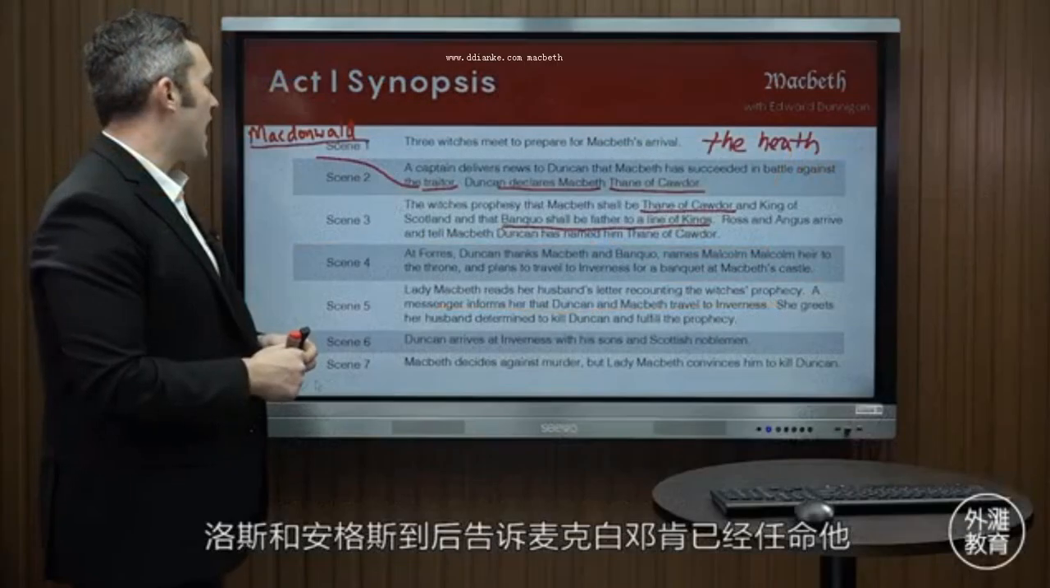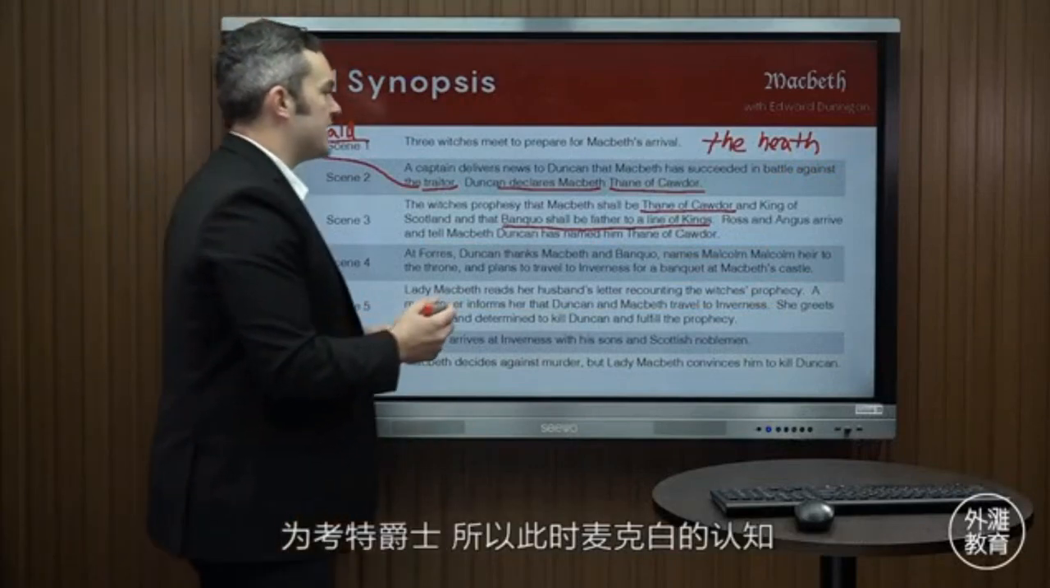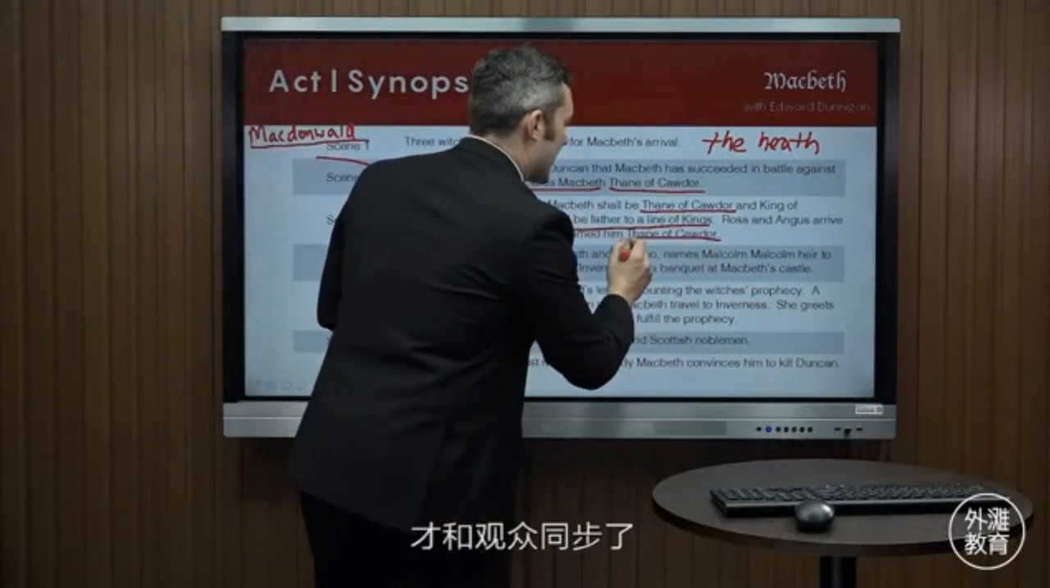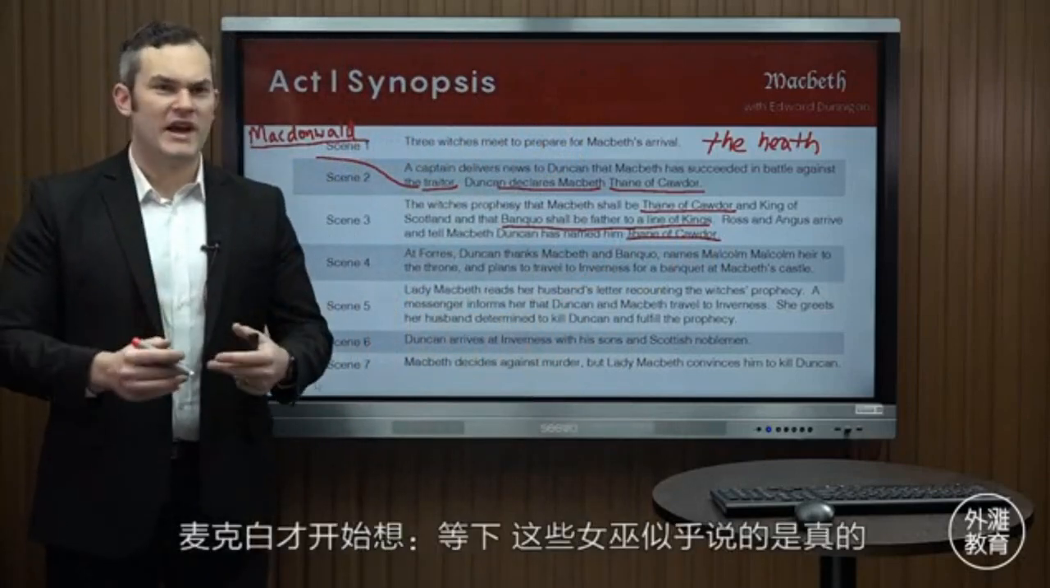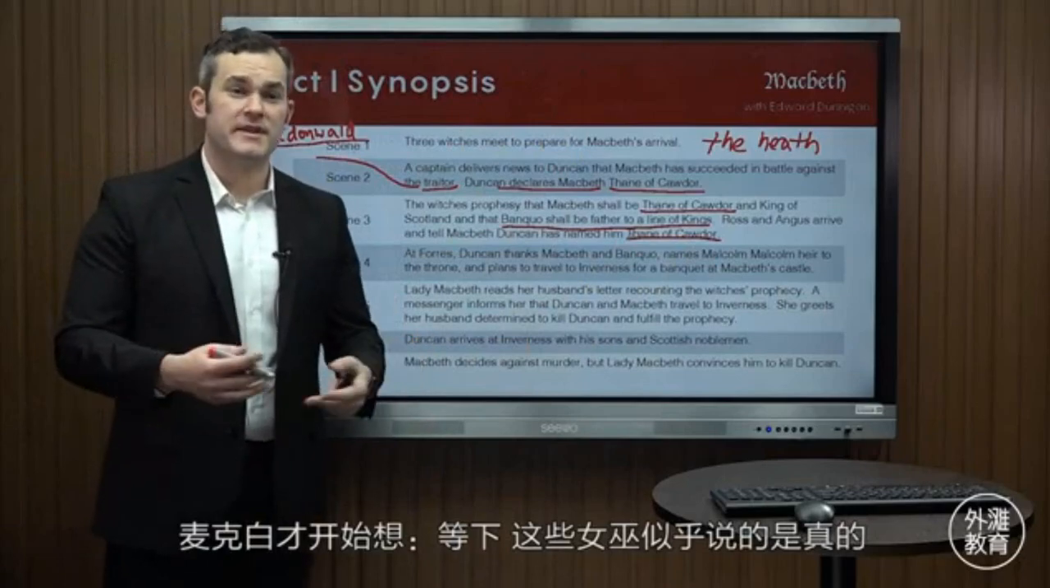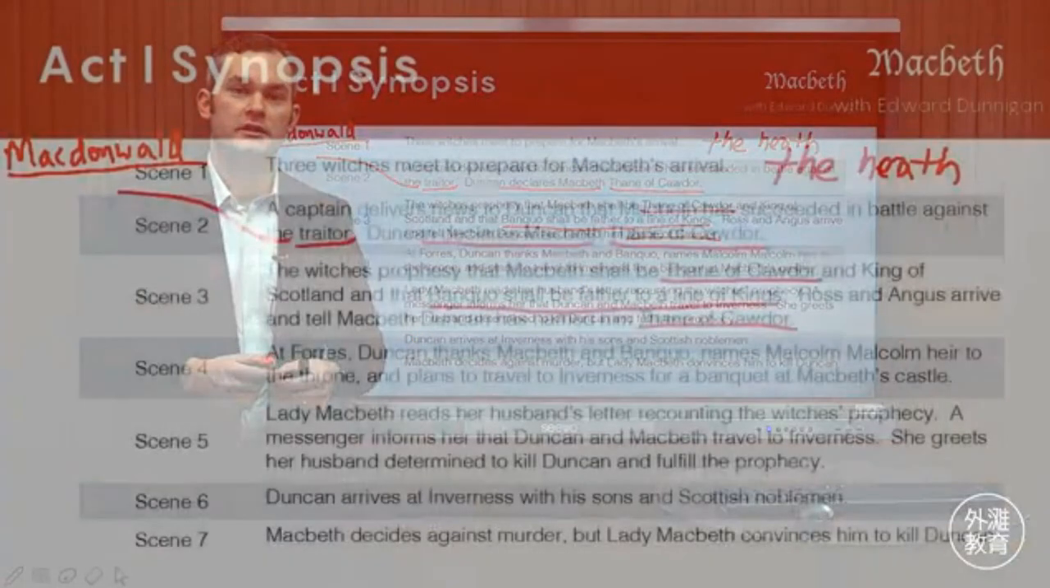Ross and Angus arrive and tell Macbeth Duncan has named him Thane of Cawdor. So this is when Macbeth's knowledge catches up with the audience's knowledge, and Macbeth begins thinking, wait a second, these witches, they seem to be telling the truth. I wonder if I'm also going to become King of Scotland.